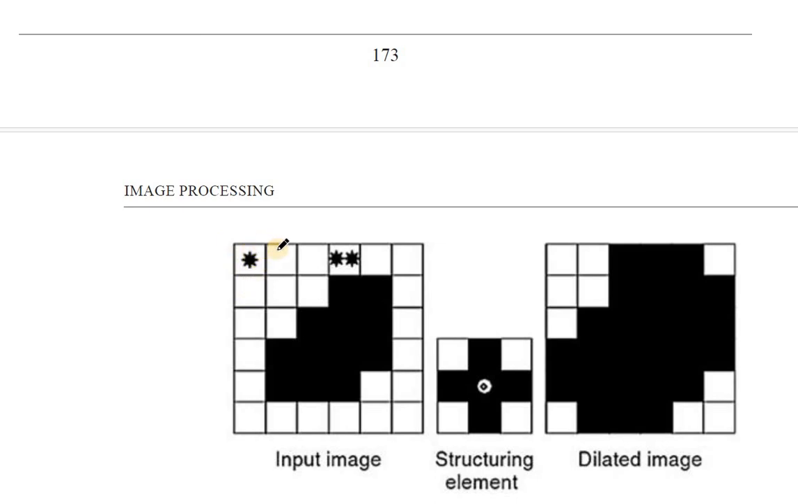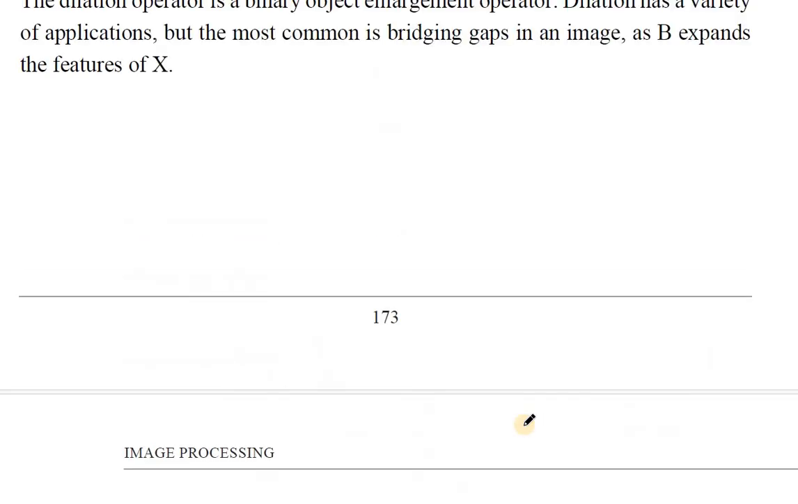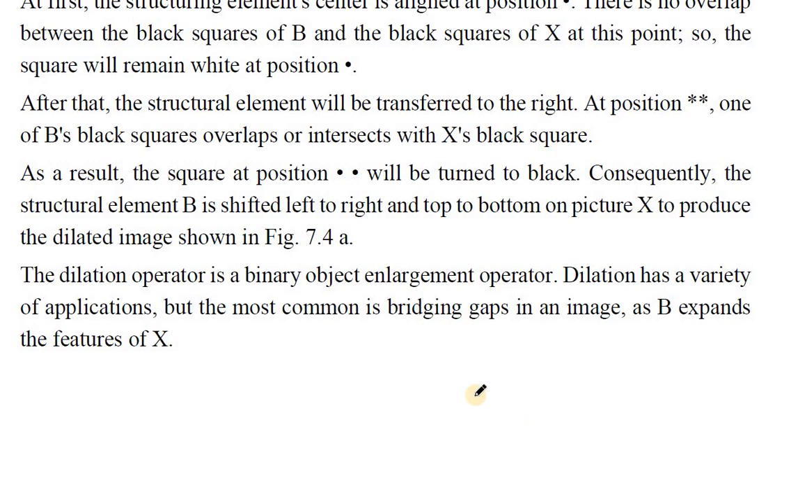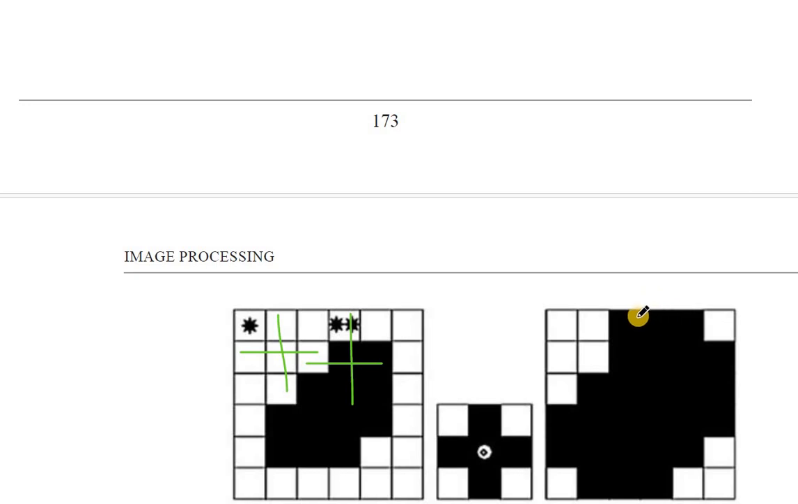Now place your structuring element over here. Is there any kind of overlap? No. Partial overlap is also not there. I place my element over here. Is there any kind of overlap? Yes. Are you getting it? So whatever is the pixel at this particular position, it will be turned to black color. Can you see this pixel position has turned to black color?